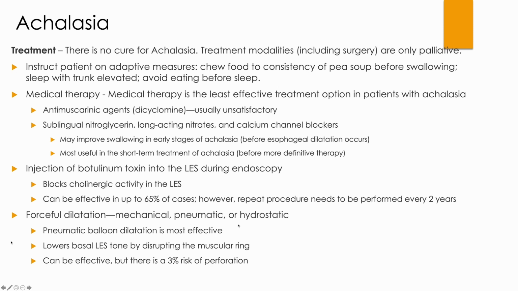Usually it's pneumatic, which is a balloon. When we do the endoscopy, we have to do it anyway. We go down there, we get it, we inflate the balloon where the stricture is at, and that dilates that area. And there is some risk of perforation, about 3%, and it tends to be less and less effective as we have to repeat it, but it's usually kind of first line for patients with achalasia to have this dilation done.